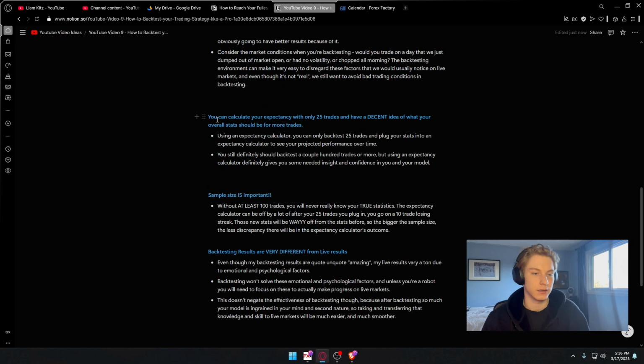Next thing, okay? You can calculate your expectancy with only 25 trades and have a decent idea of what your overall stats should be for more trades, right? So, using an expectancy calculator, you can backtest just 25 trades and plug your stats into an expectancy calculator to see your projected performance over time.